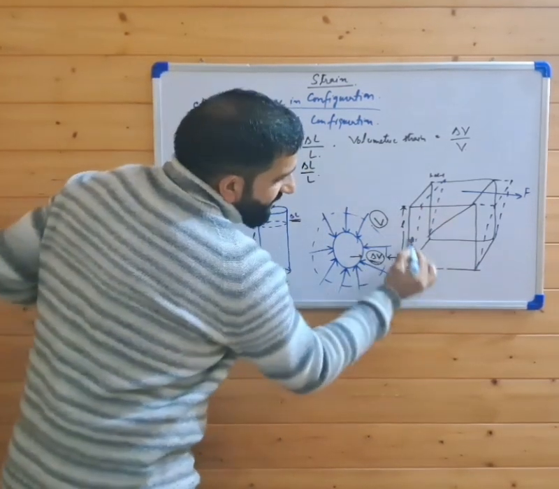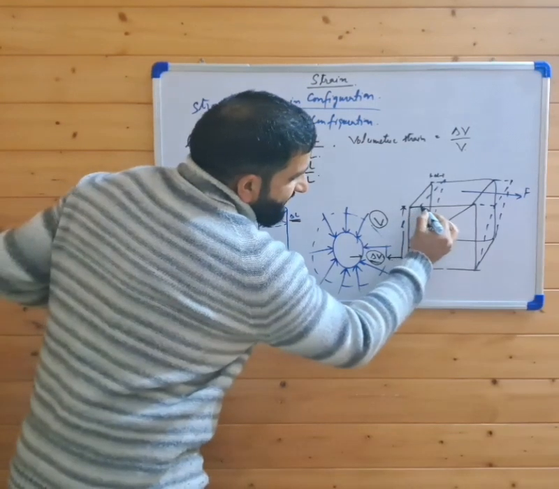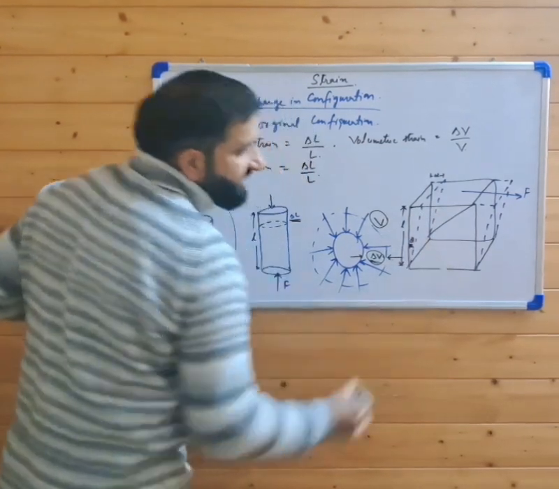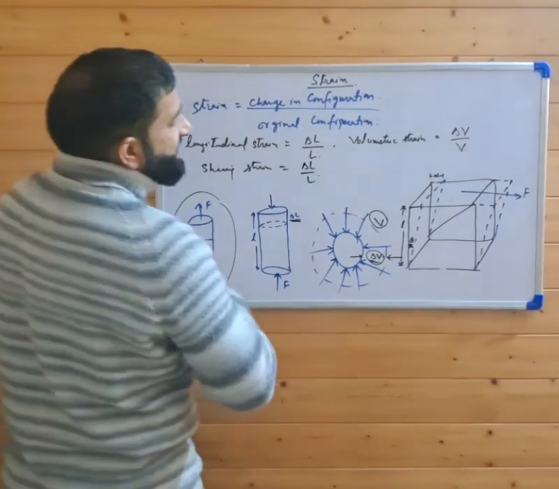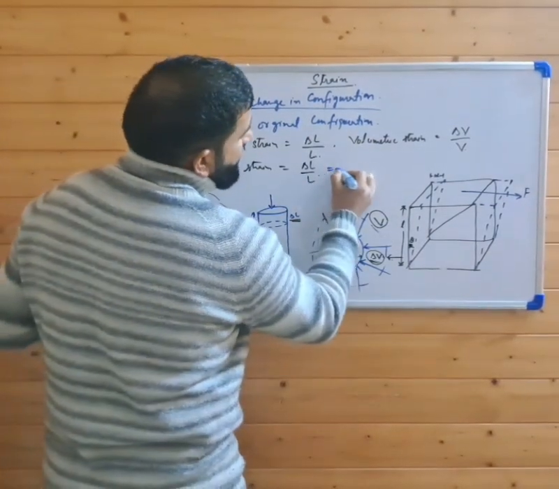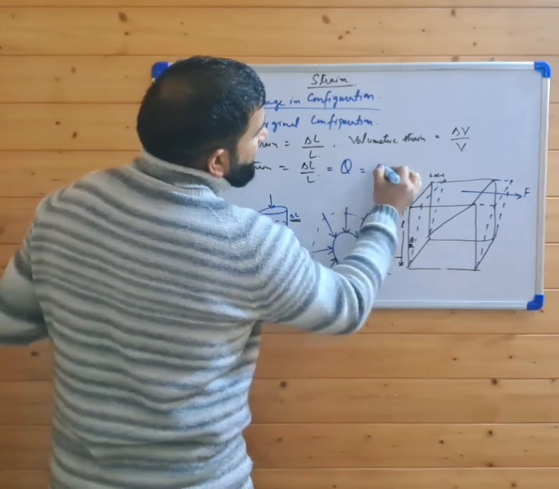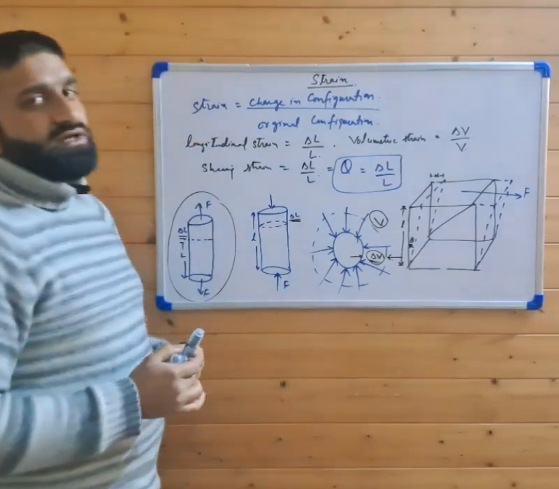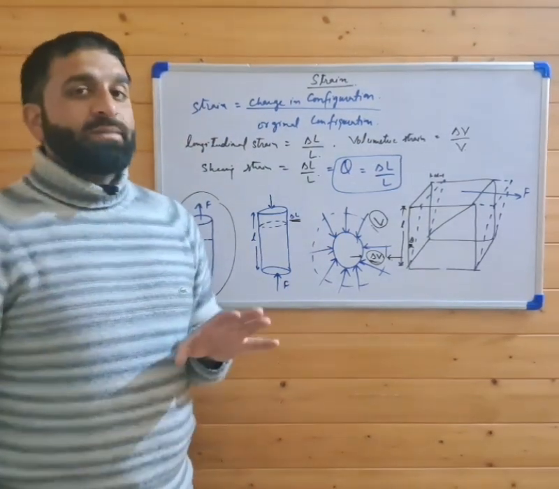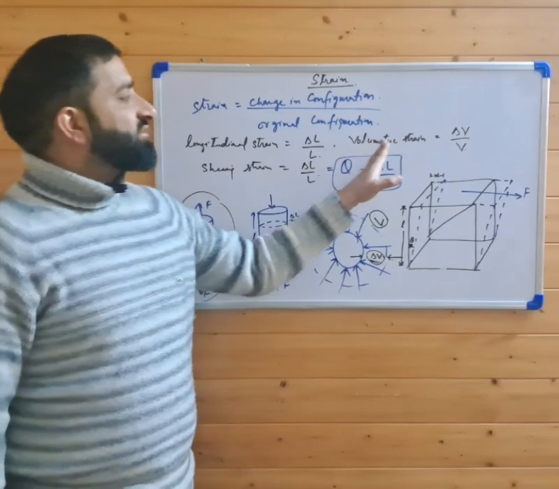This delta L divided by L can be thought of in this triangle as sine theta. For small angle, sine theta is equal to theta. So we can say that the shearing strain is also equal to theta, and that is equal to delta L divided by L.